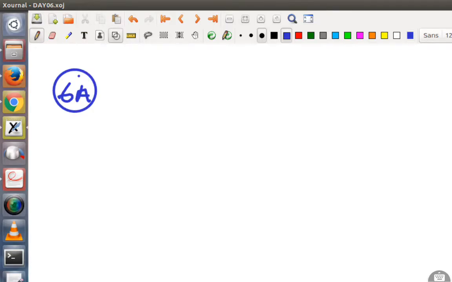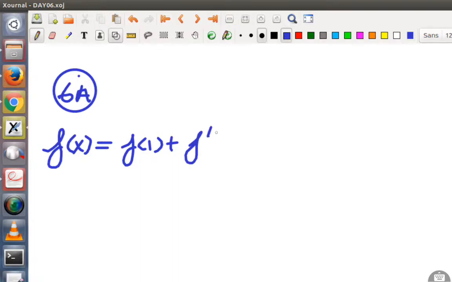Okay, there you go. So 6a says, alright, so what is f of x going to be? It's going to be f of 1, which is, alright, let's write it out. F of 1 plus f prime at 1 times x minus 1.